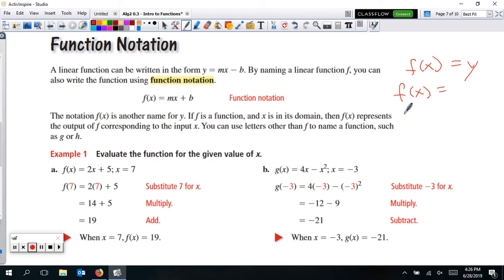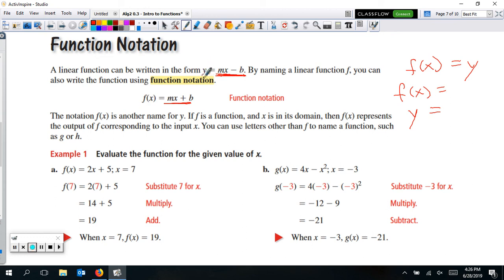A lot of times you've seen this right here, y equals mx plus b. That's a linear function. Well, you can do this: f of x equals mx plus b. Notice the mx plus b part is the same. That is the function part. This is just the notation. You could be in function notation or just in y notation. This would be more like coordinate notation maybe.